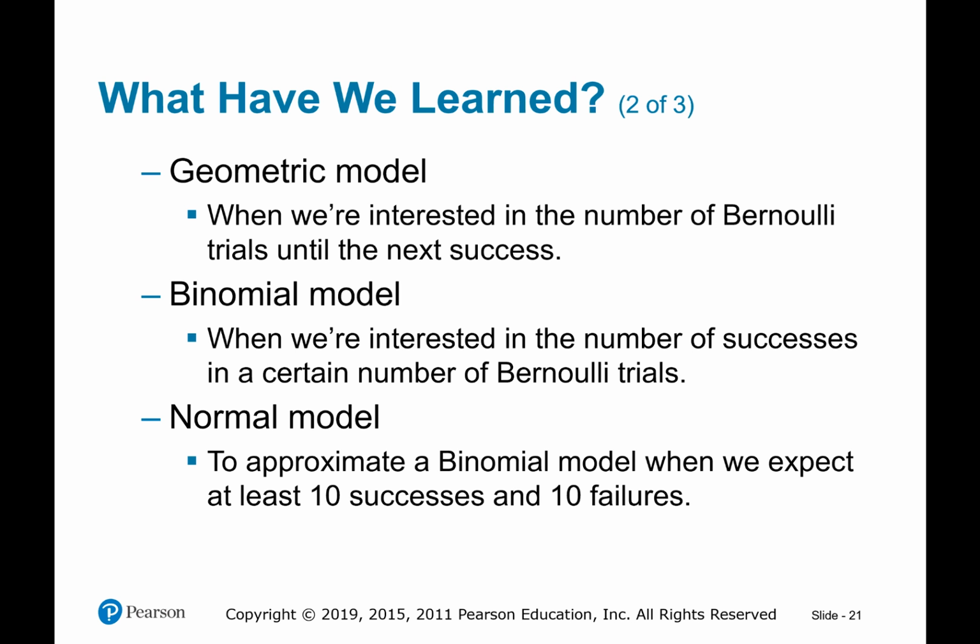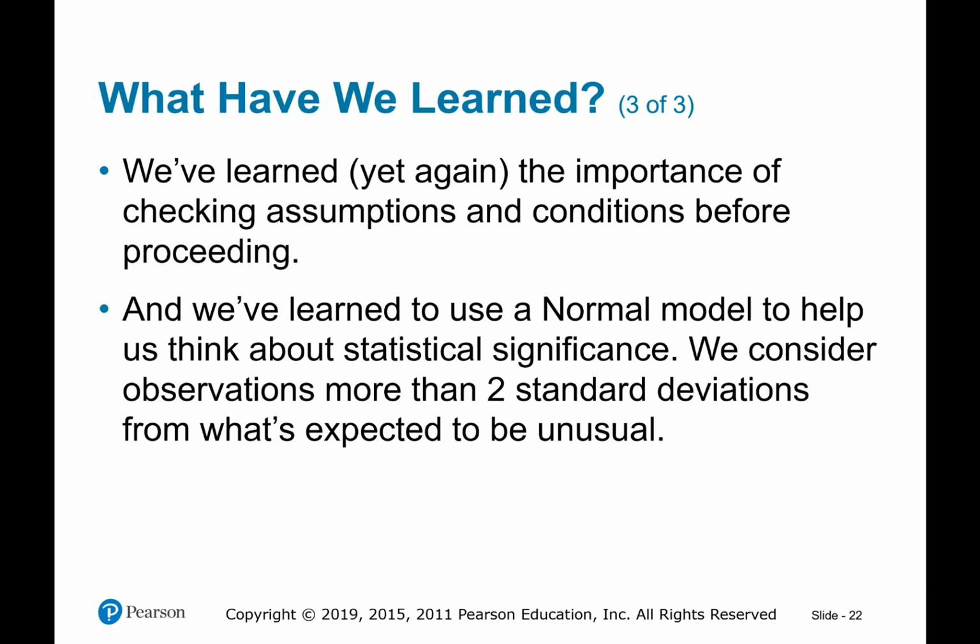But again, to use the normal model, let me re-emphasize that one last time. We have to have at least 10 successes and 10 failures. So we didn't use that normal model on the second part of it here, where there were only 12 outcomes. You can't have 10 successes and 10 failures if you're only running the thing 12 times.